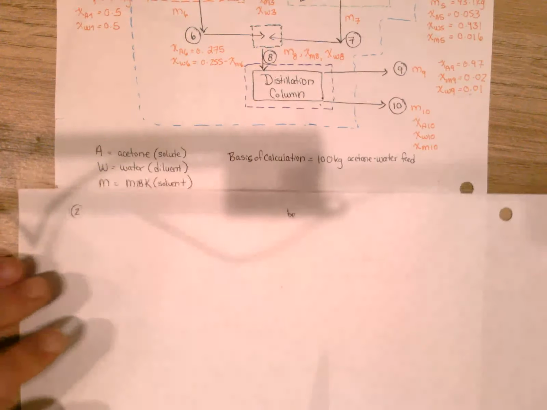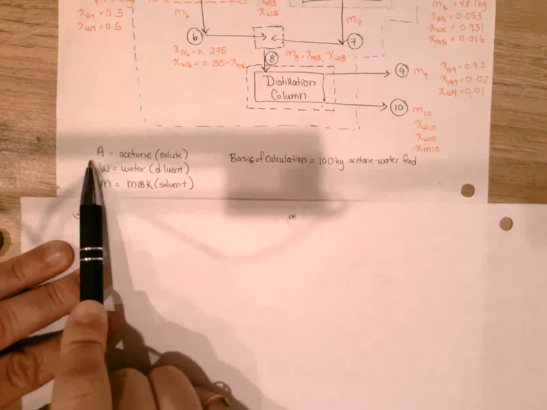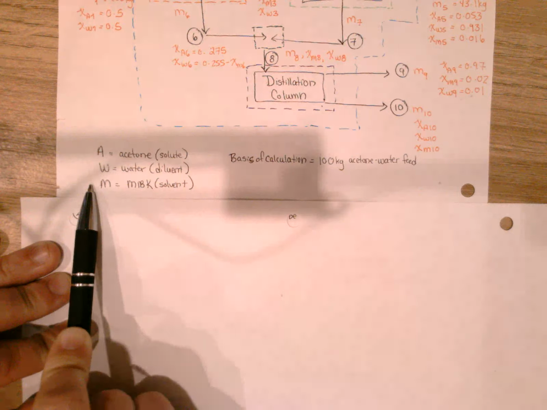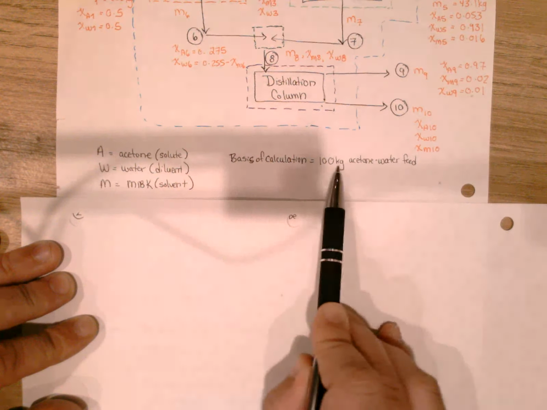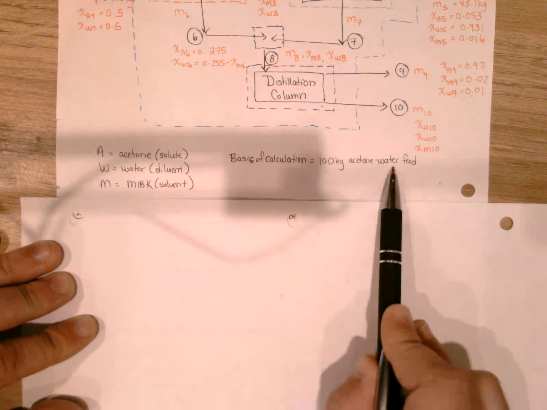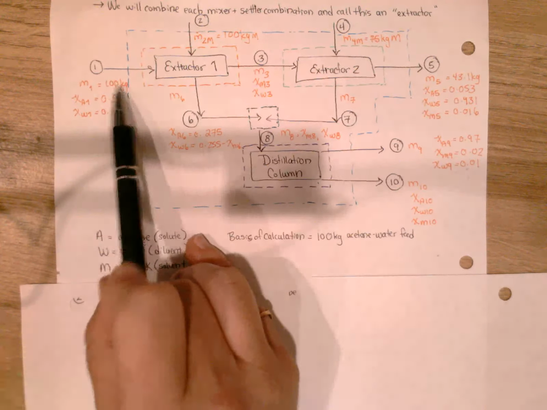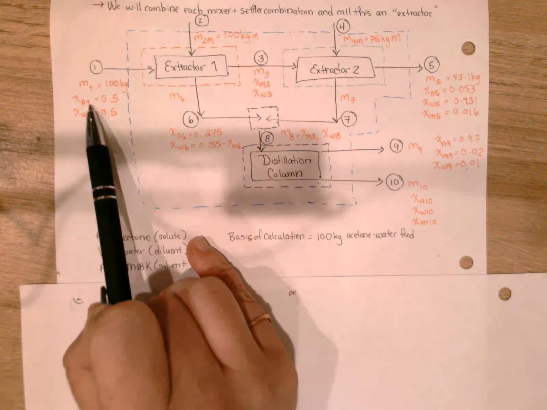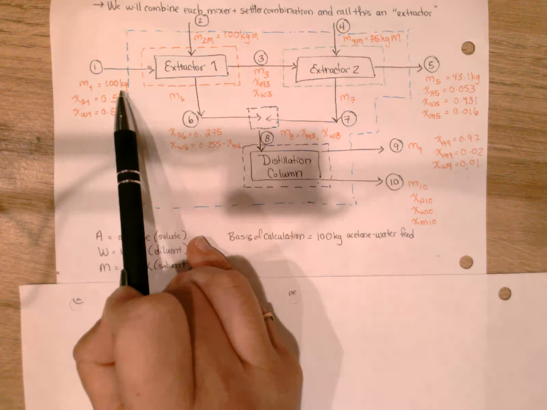So one of the first things that we're going to want to do is say, all right, let's use acetone, water, and our solvent. And let's say A, W, and M for those so that we know what we're talking about. And we're going to use a basis of calculation of 100 grams of acetone-water feed. So that's what's coming in right here. This M1 is our basis of calculation. There's only acetone and water, and it's half and half coming in, so it makes sense right here to use that as our basis of calculation.